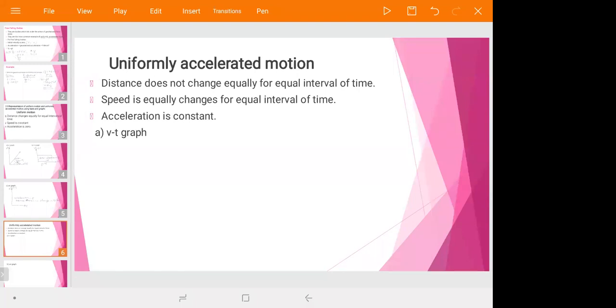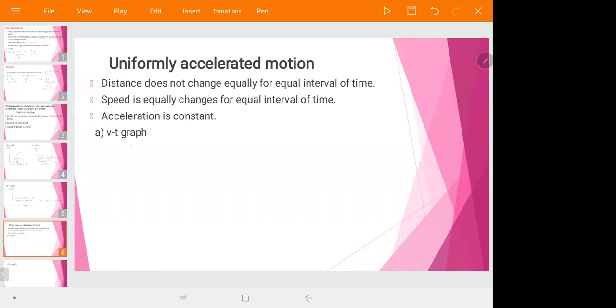That means there is change in speed and the acceleration is constant. Acceleration is constant. Therefore, we can represent this one by a graph, okay?